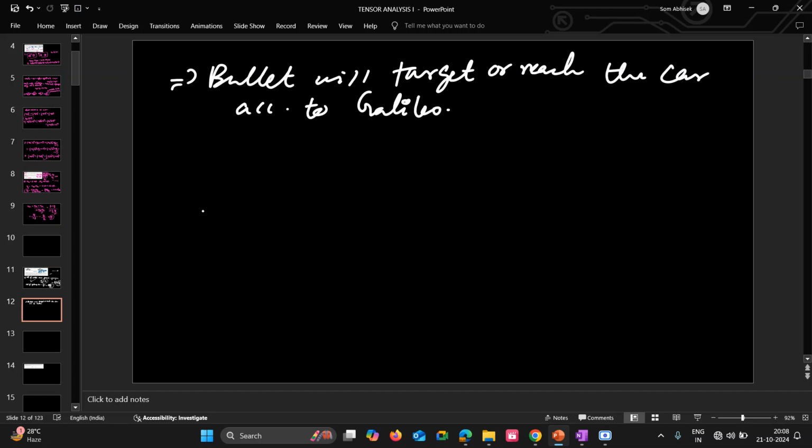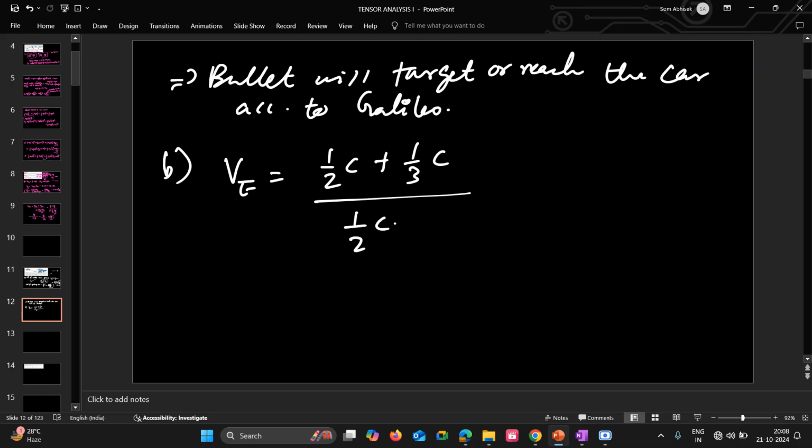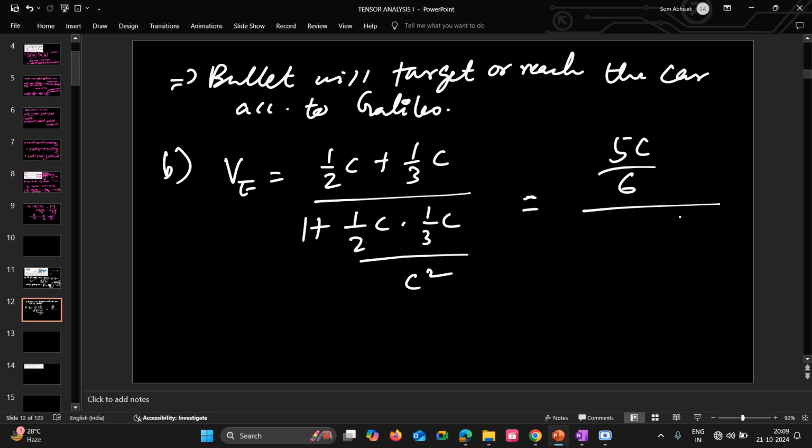What will happen according to Einstein? Okay, so Einstein, we have done it. Einstein's formula, like this one into this one. So 1 by 2c plus 1 by 3c divided by 1 plus 1 by 2c into 1 by 3c divided by c square. I had done it wrong in the previous one earlier. So this is 6, and this becomes 5c by 6 divided by 1 plus 1 by 6, that is 7 by 6. The 6 cancels out. So 5c by 7, right?